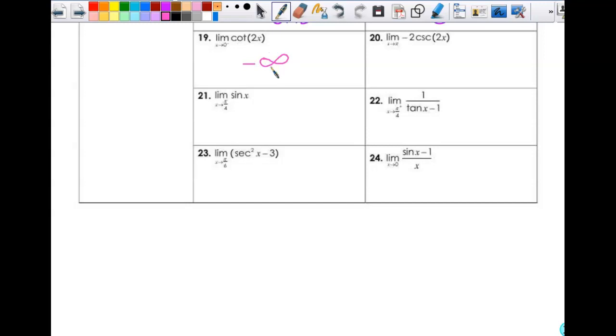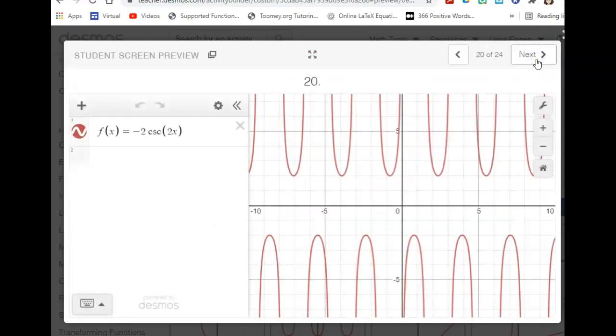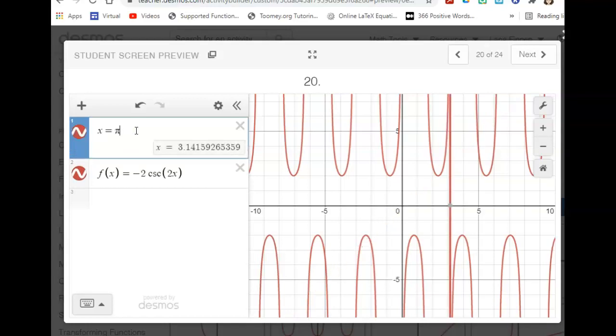All right, so then I have the limit as x approaches pi of -2 cosecant 2x. So on 20, I could do a couple of different things here because I can't see pi, since that's not what the markings are on my x-axis. There is a way to change the settings, but there's also a way to put in a line. Let's look at both. I can make this another piece of my graph. Since I want to know what happens as it approaches pi, I can put x equals pi. And there's my line.